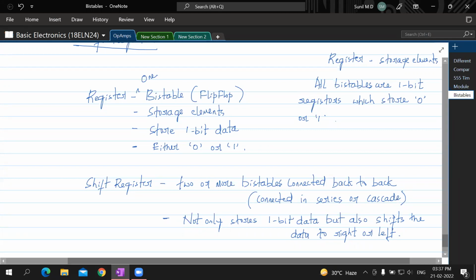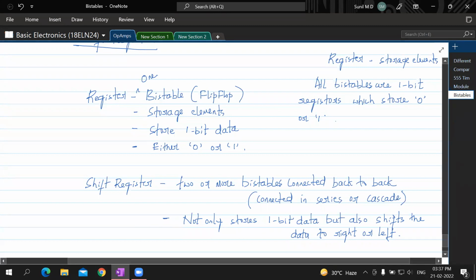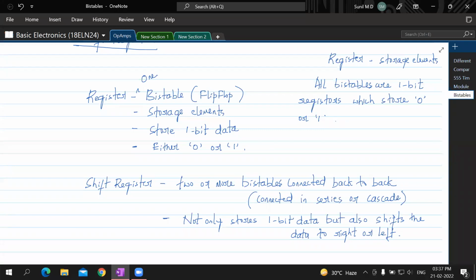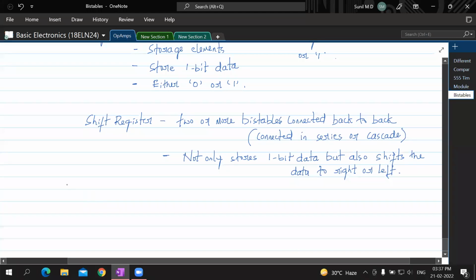Fine. So this is the introduction to shift register. A register stores, whereas a shift register, along with storing, also shifts the data to right or left. So that's a shift register. Okay, and let's see the types of shift registers.